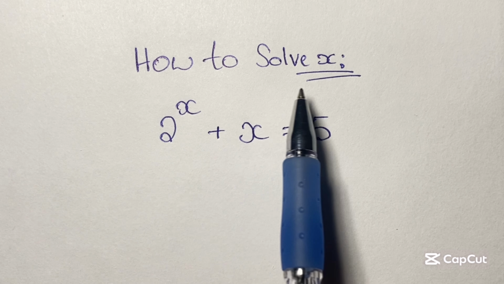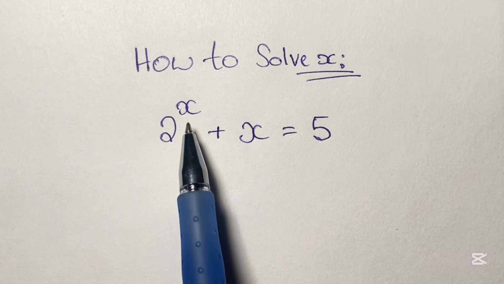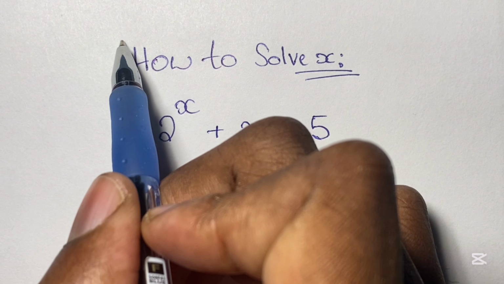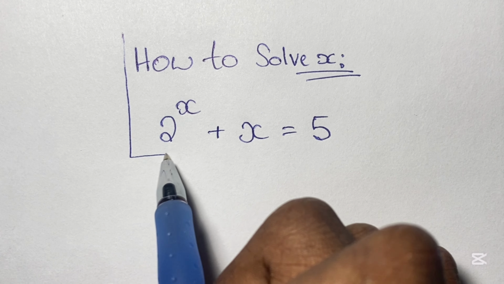Greetings again everyone. How to solve x in this situation where we have 2 to the power of x plus x is equal to 5. Now I want to share with you that normal algebraic methods cannot be used to solve these types of equations.